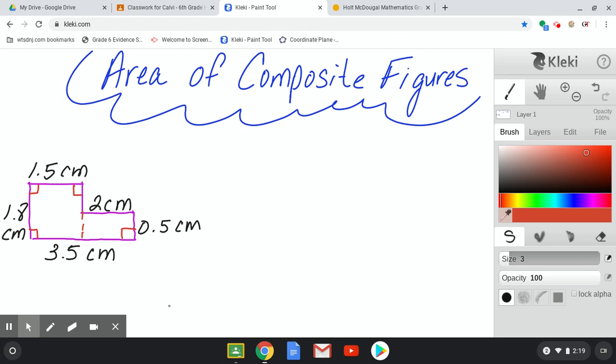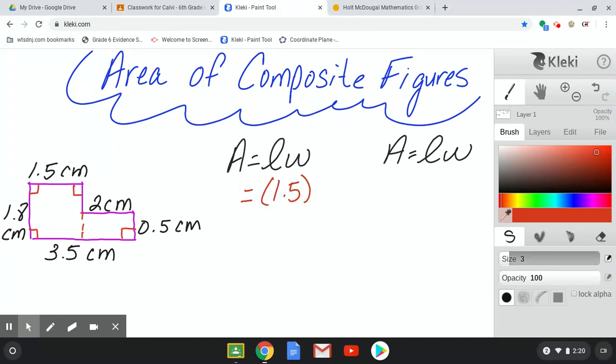So let's start out by writing our formula for area of a rectangle. And we know that that is area is equal to length times width. So we're going to have this formula written twice because it just so happens they are both rectangles. So I'm going to work with the rectangle on the left side first. This is a 1.5 centimeter by 1.8 centimeter rectangle. So my length is 1.5 and my width is 1.8.